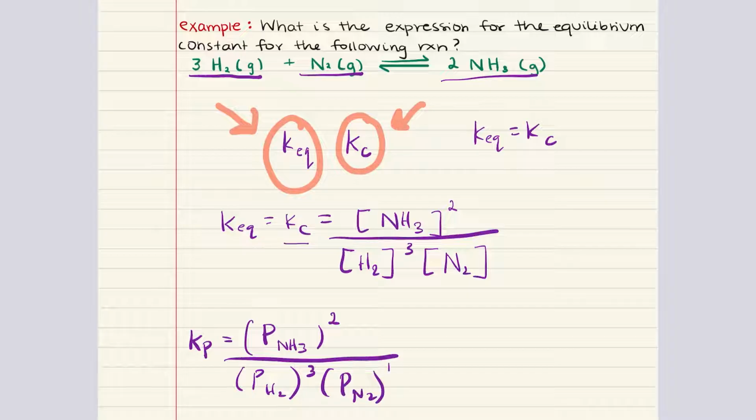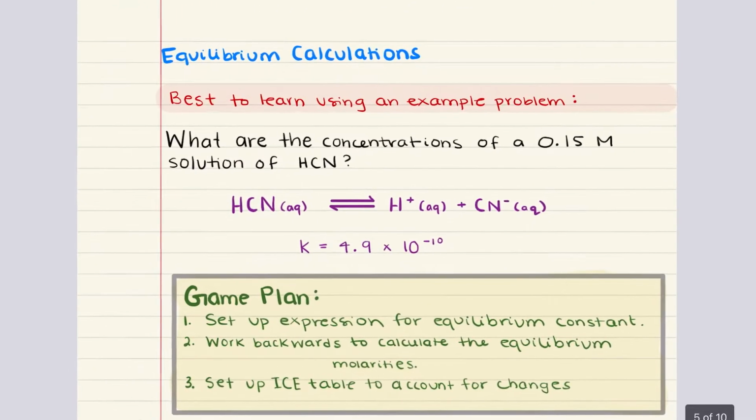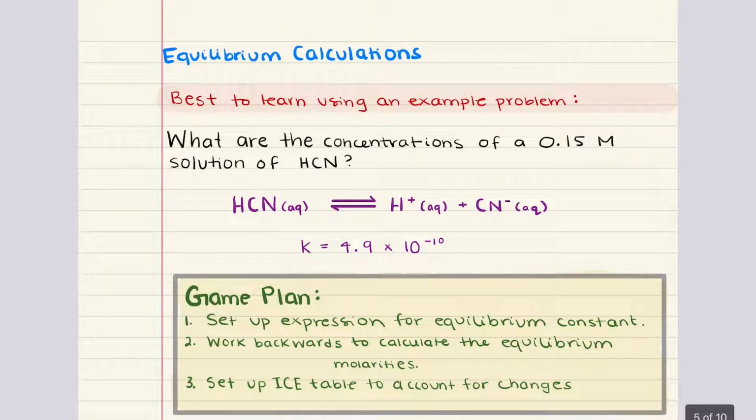So very similar. Wonderful. Now that we've solved this problem, the next thing that we want to learn is how to do equilibrium calculations. And this is a topic that's best taught using a guided example. So let's go ahead and read this problem. The problem asks, what are the concentrations of a 0.15 molar solution of hydrogen cyanide? We're given the balanced chemical equation, and we're also given the equilibrium constant.